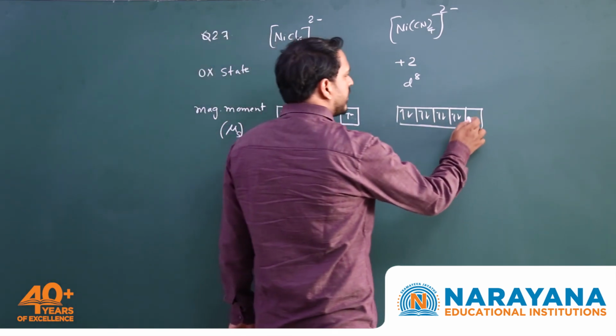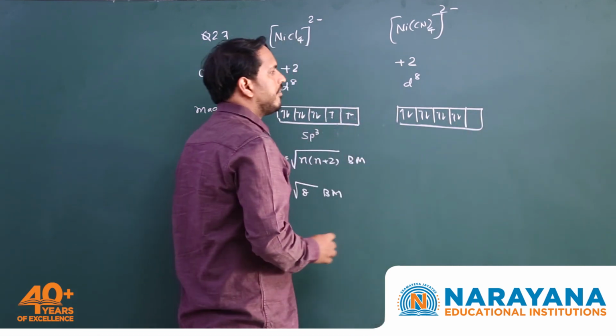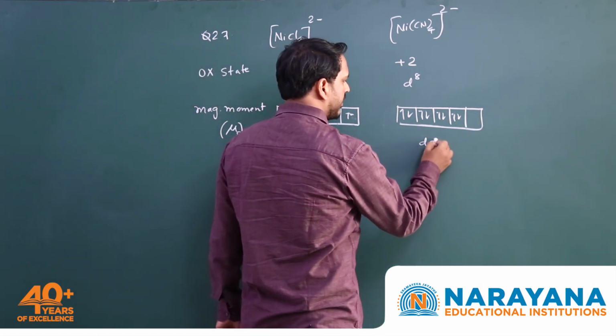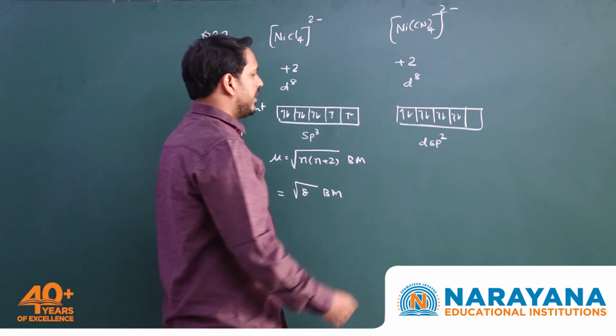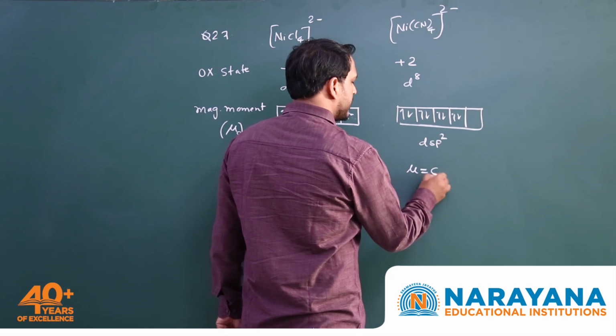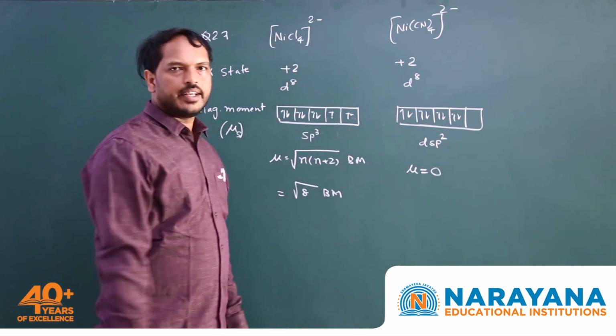Hence it can use this vacant orbital for the hybridization. So it will be dsp2 hybridized, and magnetic moment will be how much? 0, because n is 0 here.